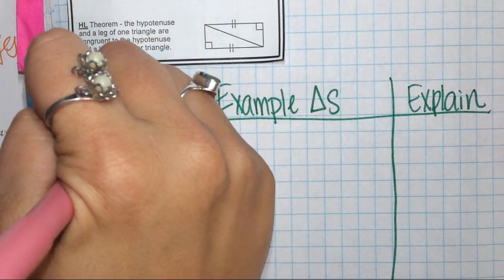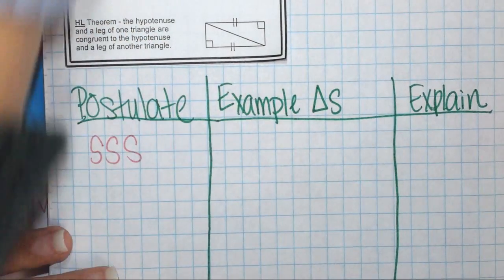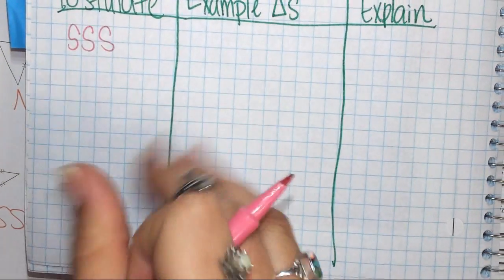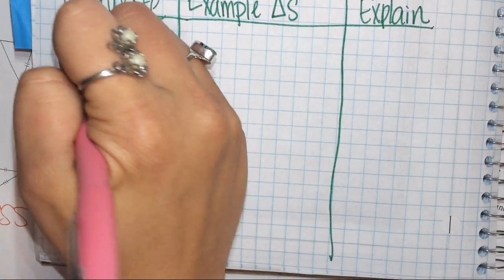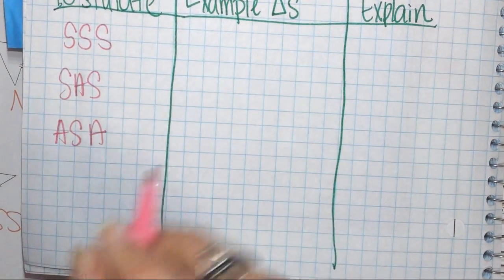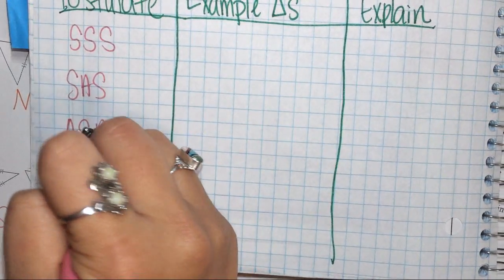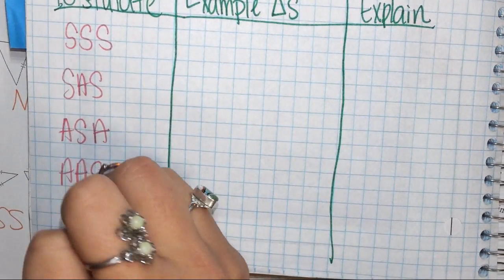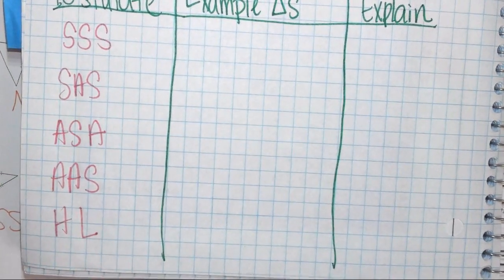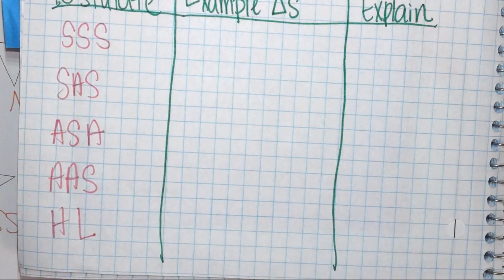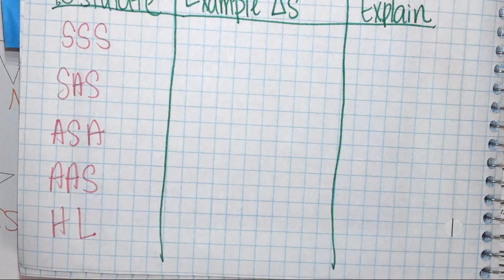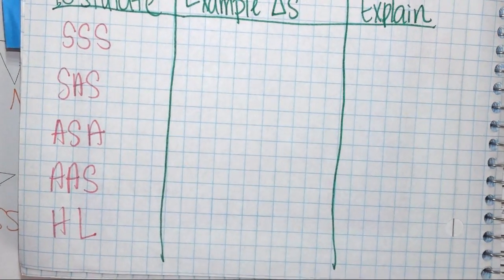Now, how many postulates do we have? Five. So we're going to have side, side, side. And then what's the next one? Side, angle, side. And then angle, side, angle. Angle, angle, side, and hypotenuse, leg. Now, which one of these deals with right triangles? HL. Hypotenuse, leg. So what do you have to draw for your example triangle? A right triangle. Does everybody understand?